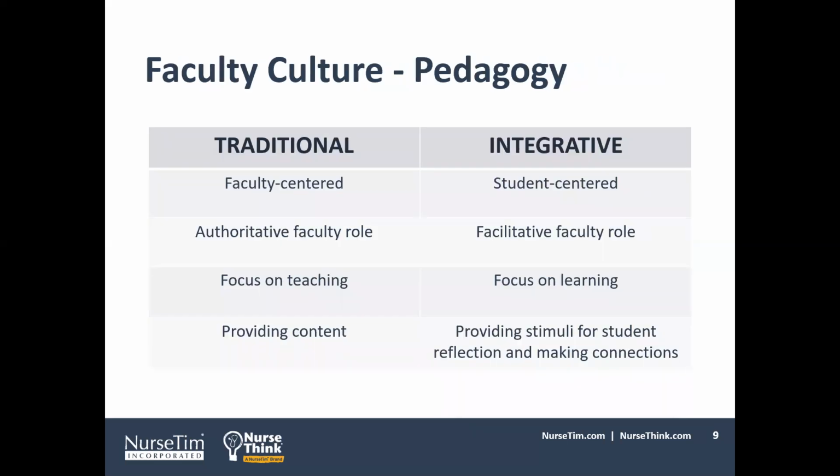So let's look at the faculty culture, the pedagogy, and how we've really transformed from a traditional type of educational model. One that's very interactive and includes students as the primary learners. You know, I think back to the year 2000 when Patricia Benner introduced her work that she did with the IOM, and how we were transforming nursing education.